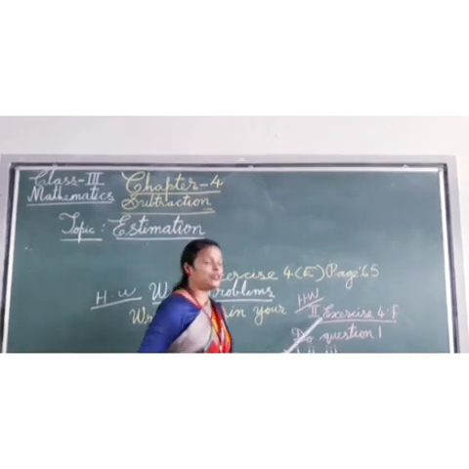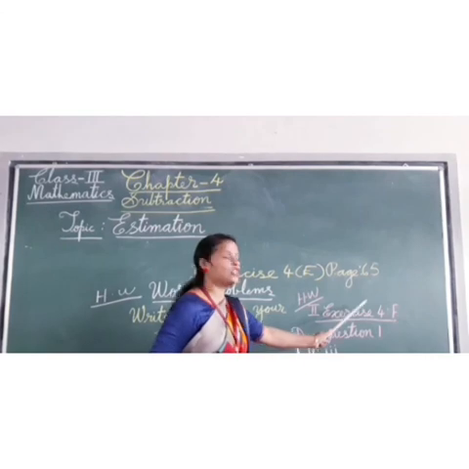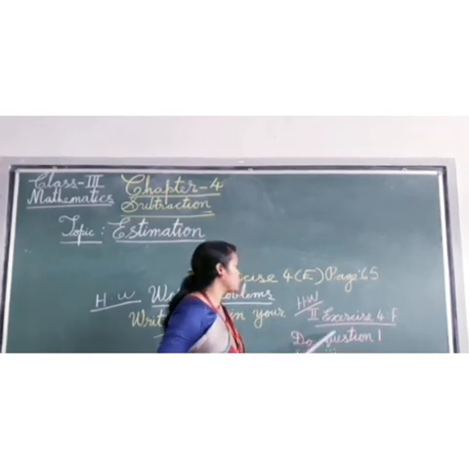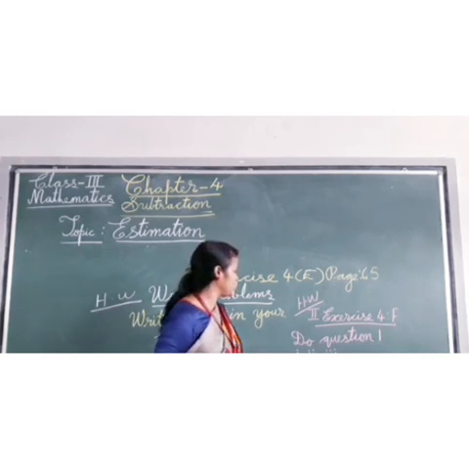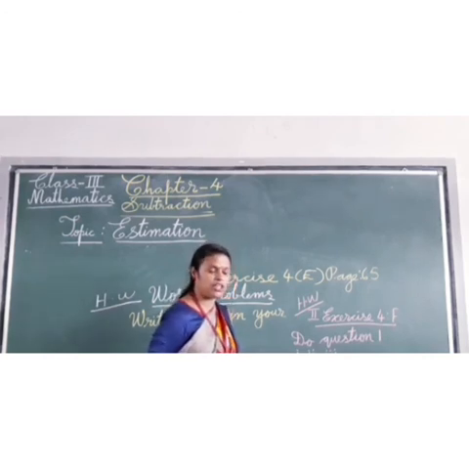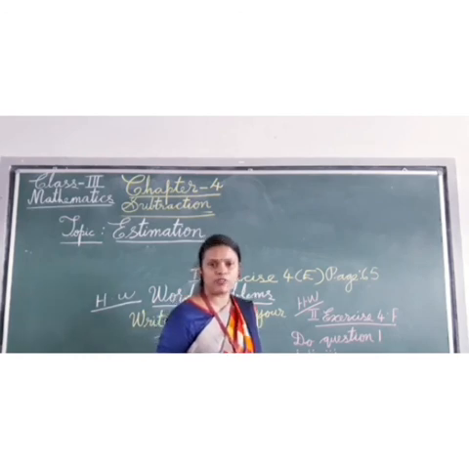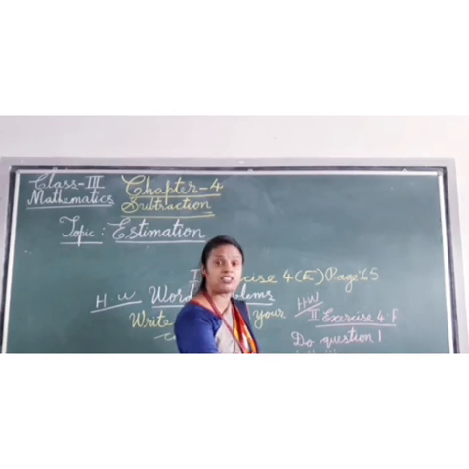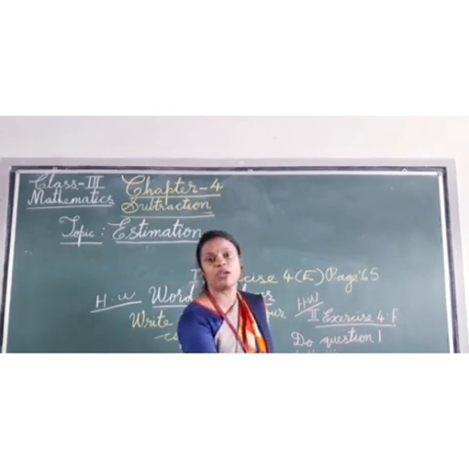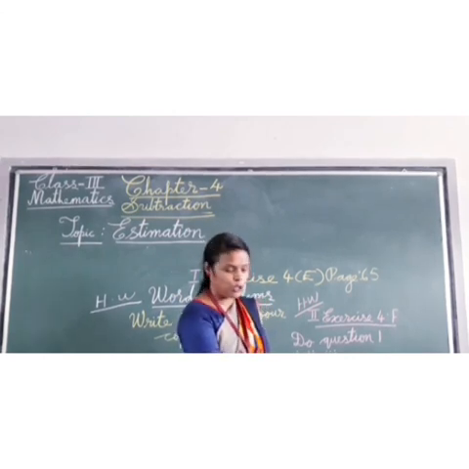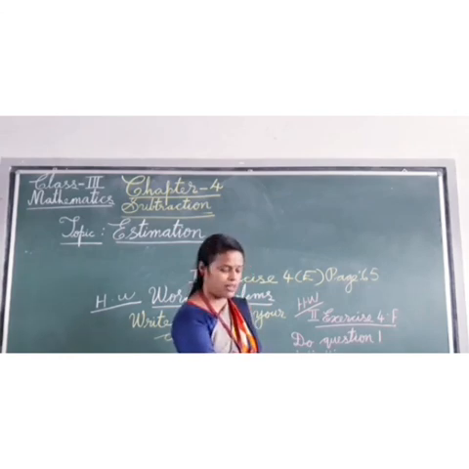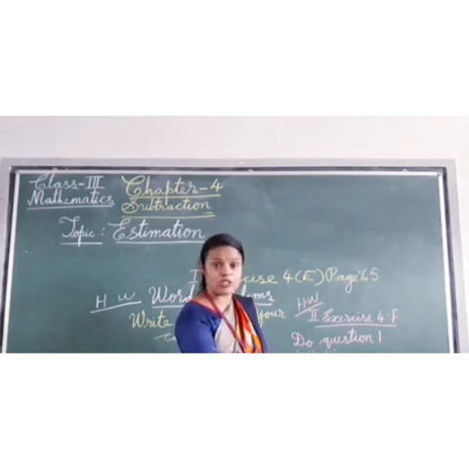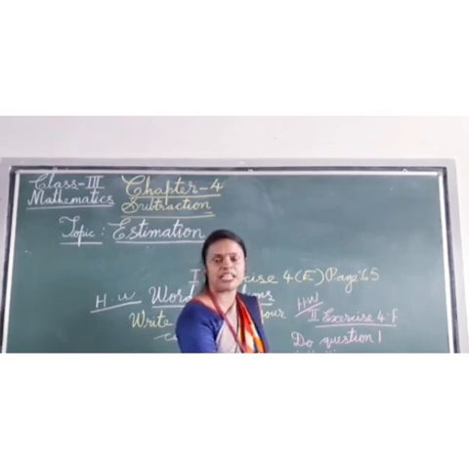Then, today's homework, Exercise 4F. There are 3 questions, question number 1, 2 and 3. The question is, estimate the following by rounding off to the nearest 10. I have already told you to round off to the nearest 10. Then you have to subtract, find the difference, and write it down in your copy.